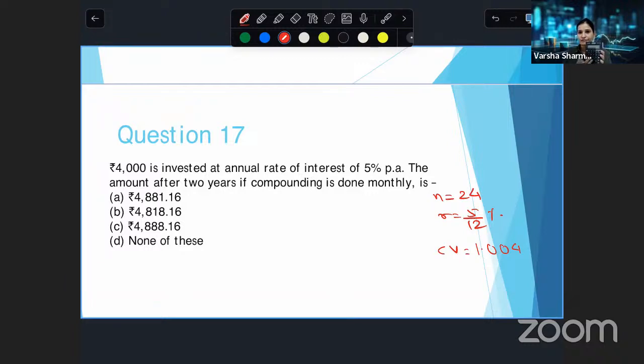We'll calculate 5 divided by 12. That's my monthly rate. To convert it into decimal, I'll again divide it by 100. I'll add 1. This is my compounding value. Now straight away we'll multiply it by 12.